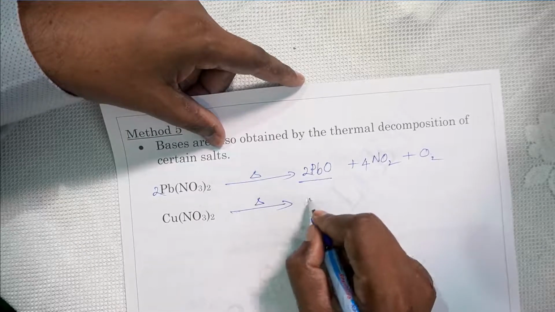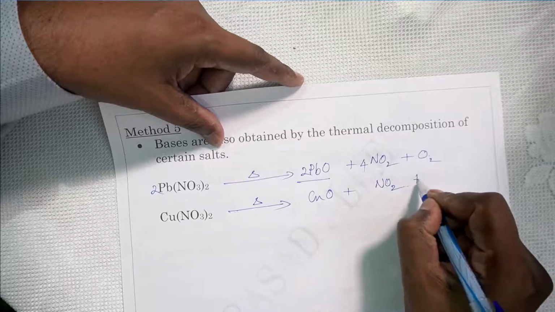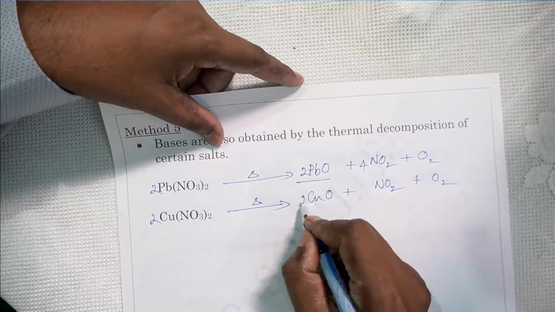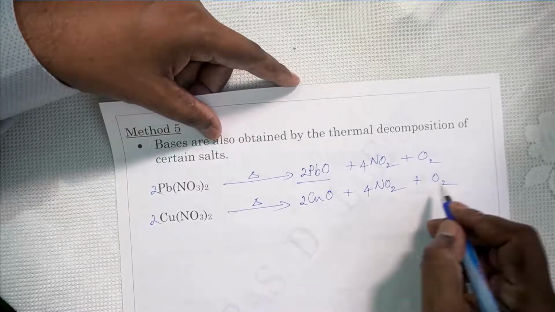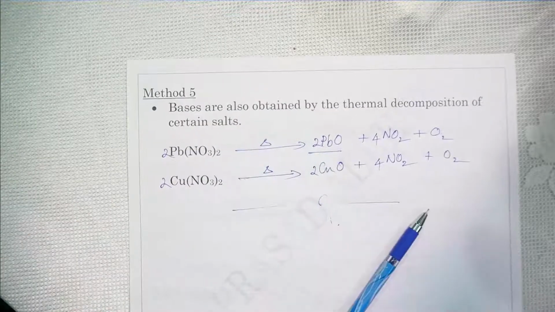Now copper nitrate on heating gives CuO plus NO2 and O2. So 2 Cu(NO3)2 gives 2 CuO, 4 NO2 and O2. So this is the last method of preparing bases and alkalis.